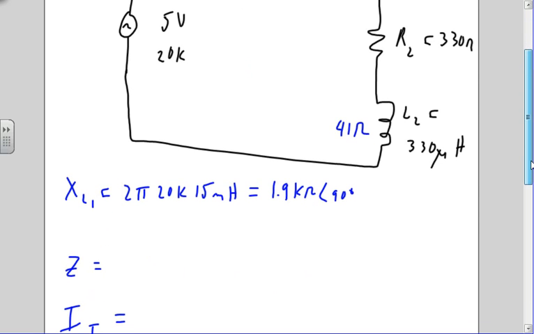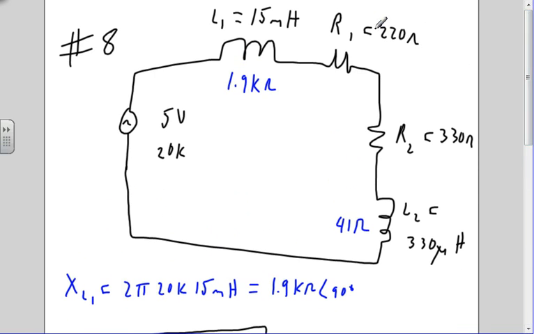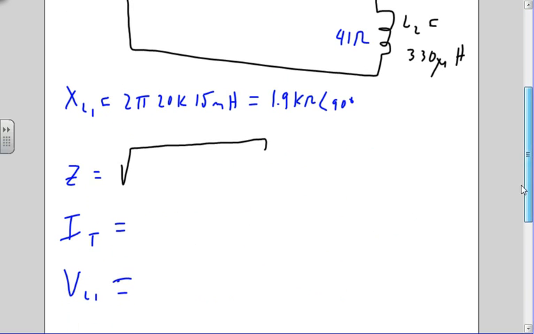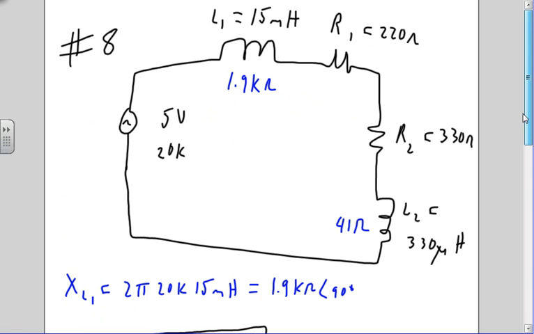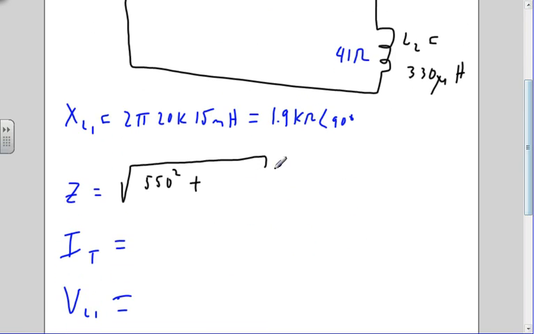No, not this time. So impedance, square root of 550 squared plus, probably 1.9k because I round that up.